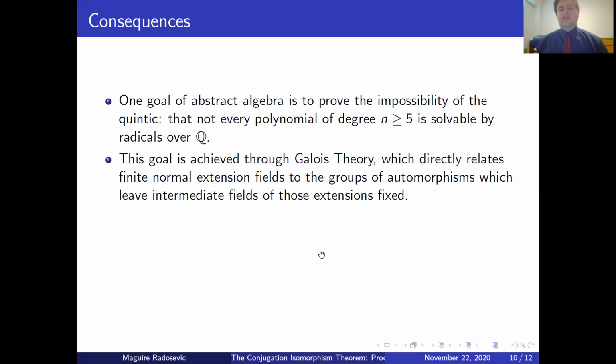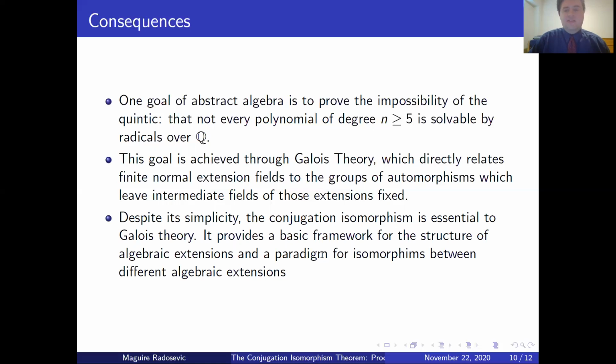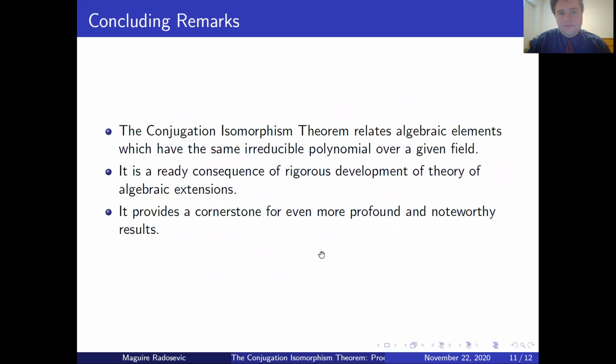Galois theory directly relates finite normal extension fields, which is a subject that is developed later, to groups of automorphisms of those fields that leave intermediate fields of those extensions fixed. And despite the simplicity of this theorem that we proved here today, it is essential to Galois theory because it provides a framework for the structure of algebraic extensions, and it gives us a basic paradigm for the isomorphisms between these algebraic extensions. And that is absolutely essential to the interplay between field theory and group theory.